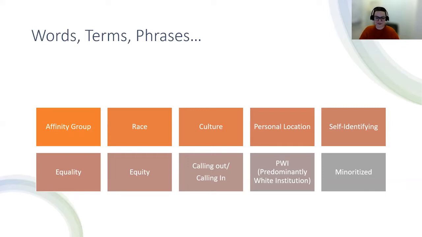That's actually reversed, but PWI, which stands for predominantly white institution, and minoritized. Now, this is by no means an exhaustive list. It's actually just the teeniest, tiniest sliver of words that Michele and I thought would be helpful for everyone to be familiar with.